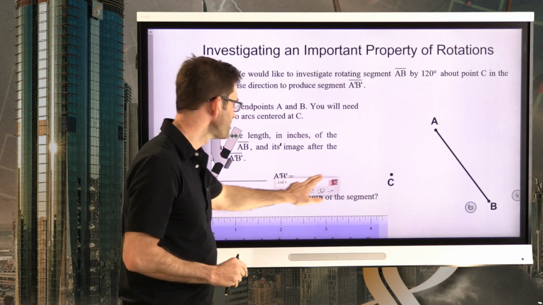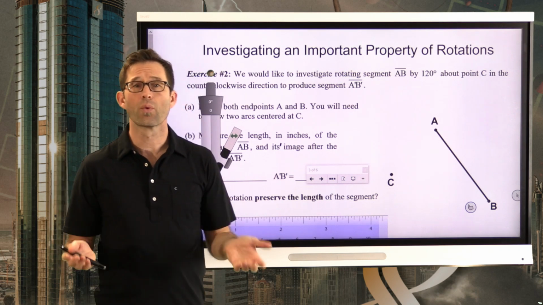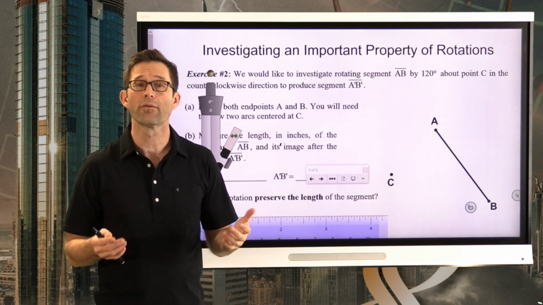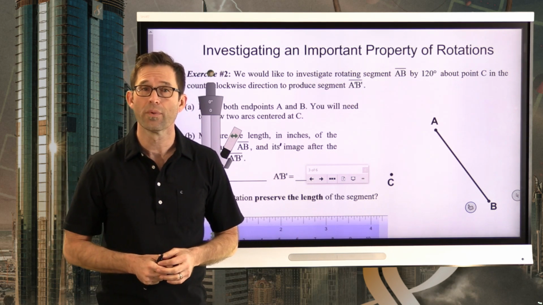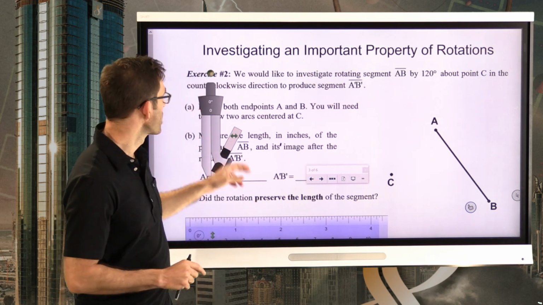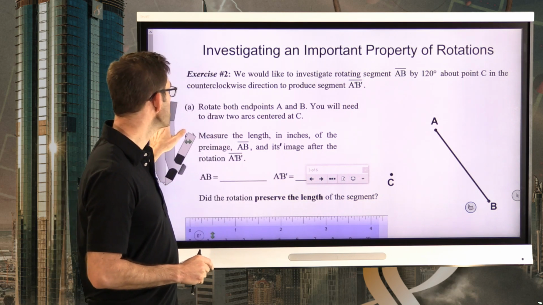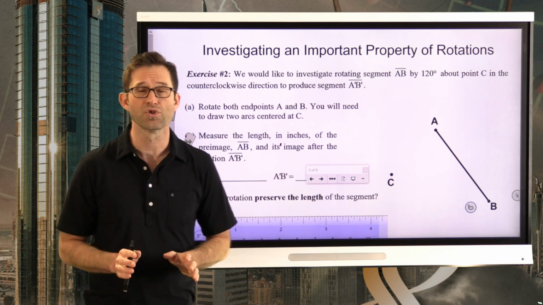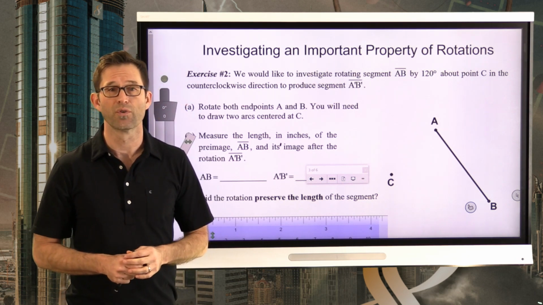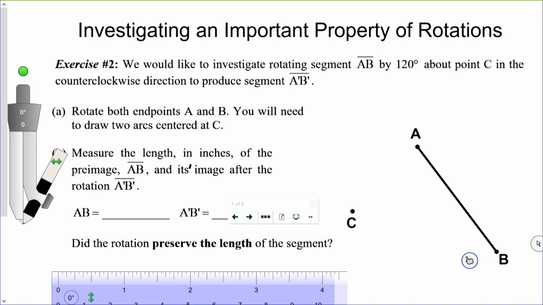All right, now, rotating points is one thing, but rotating an entire figure is something entirely different. So, in the next exercise, we're going to investigate an amazingly important property of rotations. So let's take a look at exercise number 2. We would like to investigate rotating segment AB by 120 degrees about point C in the counterclockwise direction to produce segment A prime B prime.